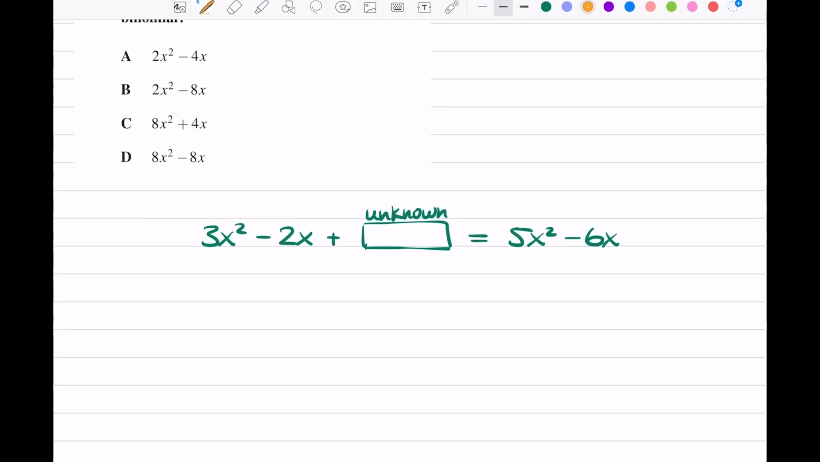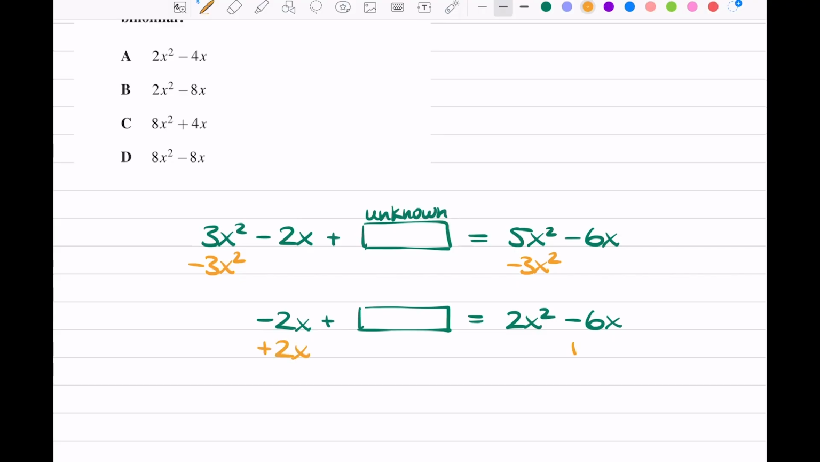So we can start off by subtracting 3x squared from both sides. That gives us negative 2x plus our unknown equals, and 5x squared minus 3x squared gives us 2x squared. And we have minus 6x. We've almost got our unknown by itself. We just need to add 2x to both sides.